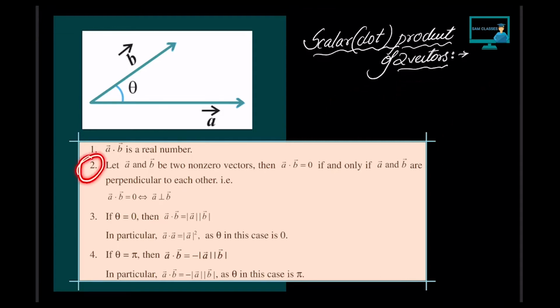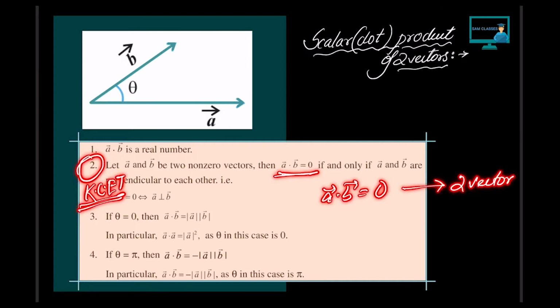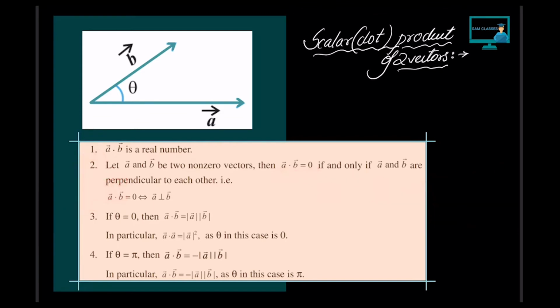Now, this point is very important, mark for KCT. Whenever A and B are perpendicular, A dot B is equal to 0. So to test whether two vectors are perpendicular or not, we use this concept. If they are perpendicular, A vector dot B vector equals 0. Why? Cos 90 is 0.